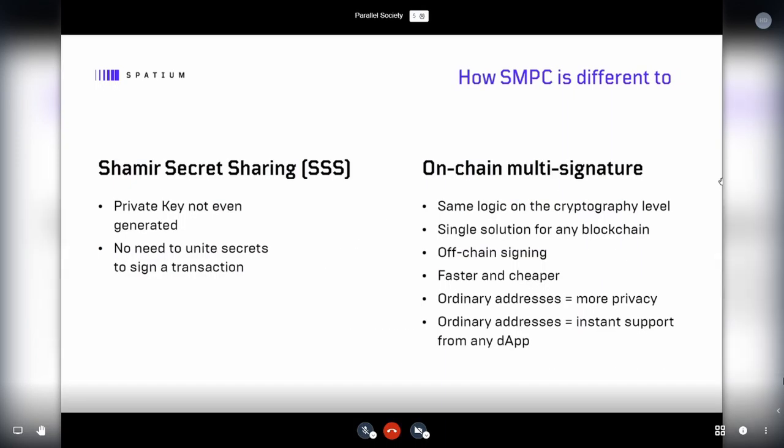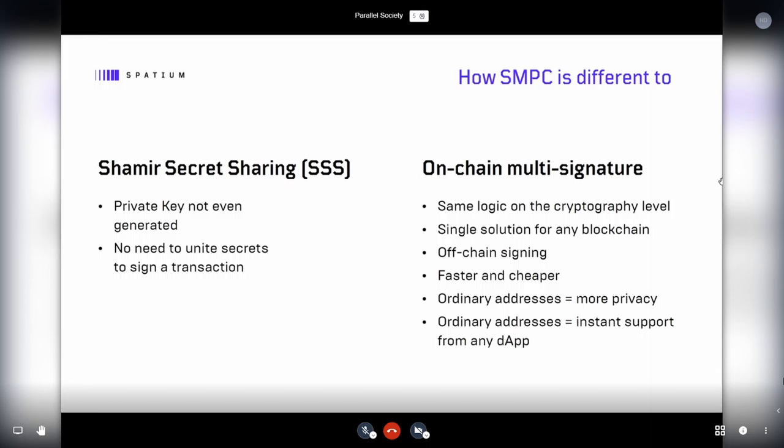So from the side point, it seems that SMPC looks very similar to some other well-known techniques, like Shamir secret sharing or on-chain multi-signatures. What's the difference? Shamir secret sharing allows us to divide a secret, for example, the private key, into several parts and save it in different places. But when you want to sign a transaction, you need to unite all these parts in a single place. And so you're creating a single point of failure.